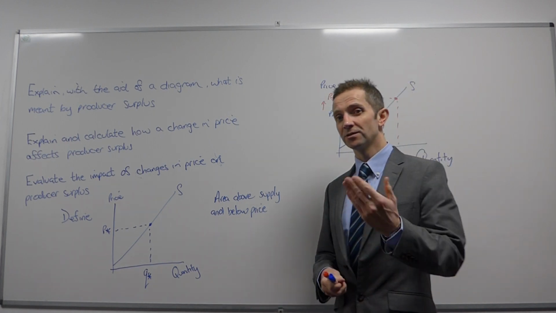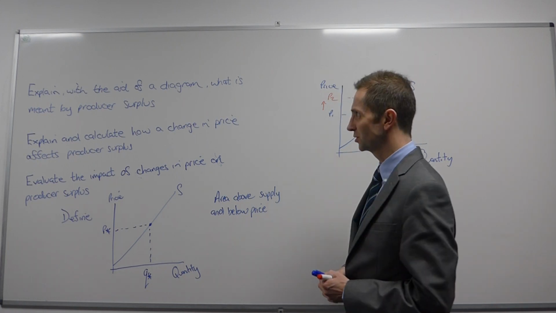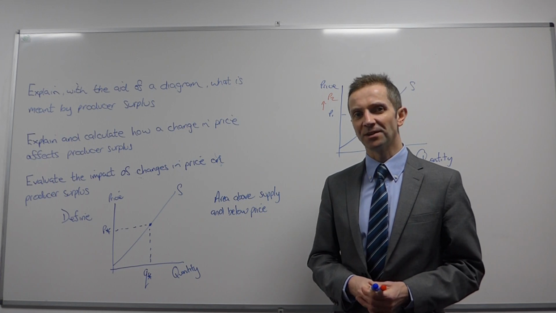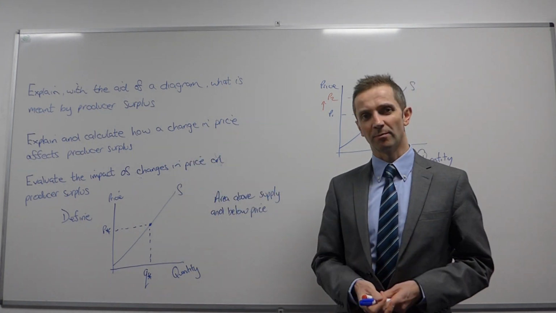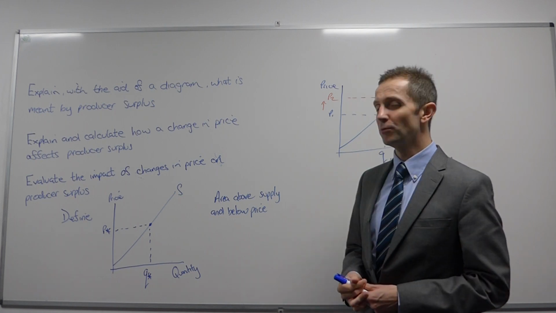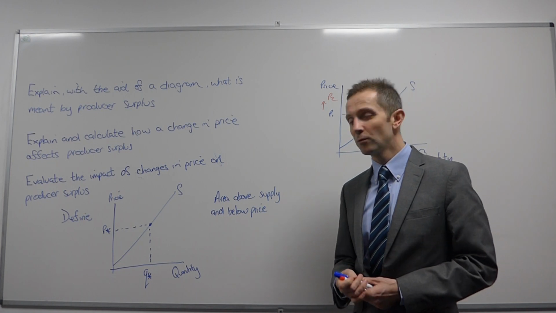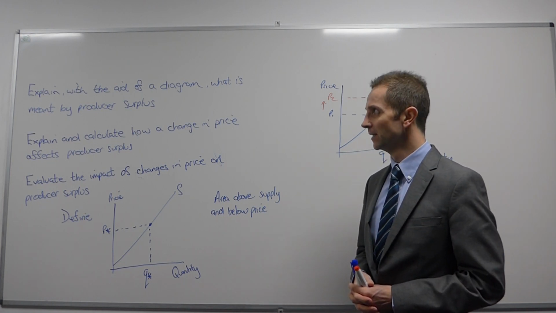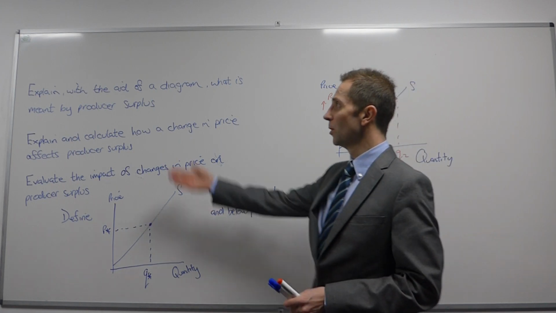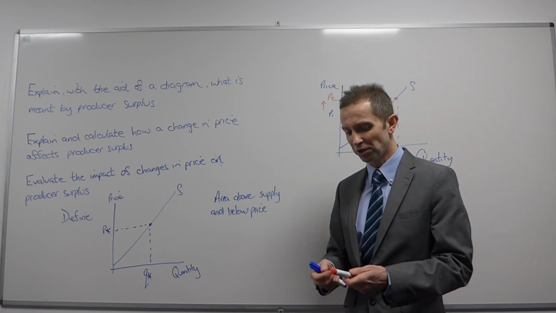Today I'm moving on to the next component in the OCR A-Level Economics specification and plugging the gaps in the playlist. Today we are looking, as you can see, at producer surplus. And within the spec there are three key criteria which you need to know and understand, be able to explain, etc. And they are as follows. Number one, explain with the aid of a diagram what is meant by producer surplus.